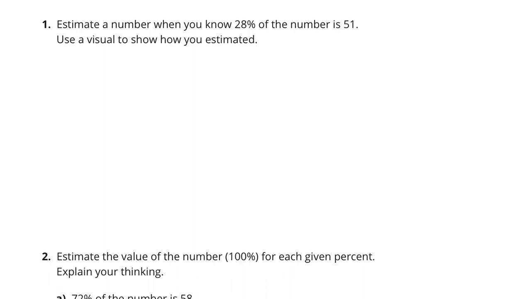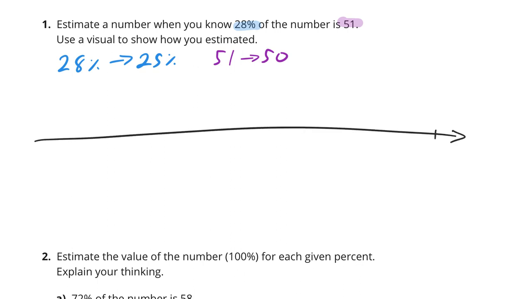Well, the first thing I'll do is find a landmark friendly number that's fairly close to each of these. So if we look at the first one, 28%, we're going to change that one to 25%, and 51, not percent, but 51, is very close to 50, and those are easier numbers to work with. Next, I'm going to put this on a number line.